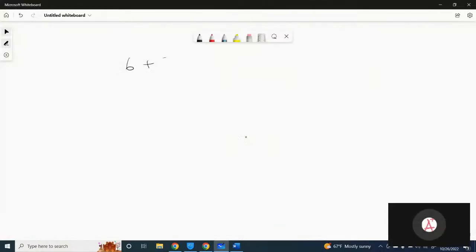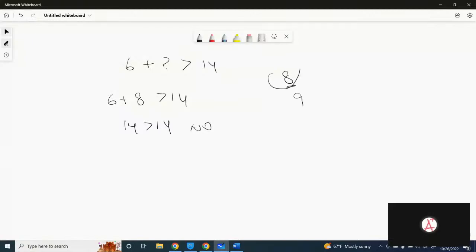Okay, 6 plus the missing number is greater than 14. The options are 8 and 9. Let's start with the first option. Just replace the missing number with 8. So it would be 6 plus 8. 6 plus 8 is 14. Is 14 greater than 14, yes or no? No, 14 is not greater than 14. That means 8 isn't the correct option.